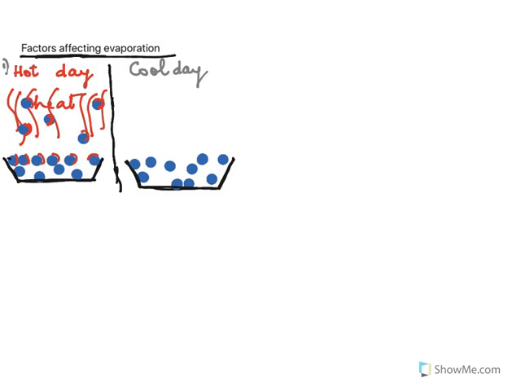But when you come to a cool day, the day is cool, which means the amount of heat is less. So the heat available for the water molecules is less. So few water molecules would escape into the surrounding. A few of them, not as many as on a hot day. You can say that the higher the temperature, the faster is the rate of evaporation.